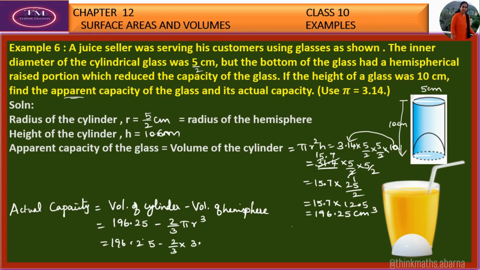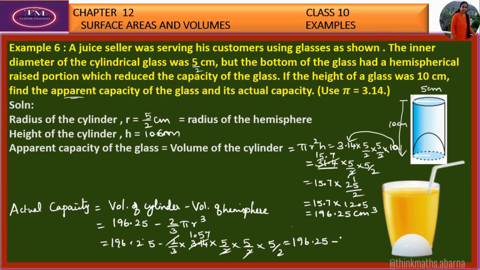Pi takes the value 3.14. What is R? R is 5 by 2. So 5 by 2 into 5 by 2 into 5 by 2. So 1 2 gets cancelled. Another 2 we can cancel with 3.14. So it is 1 2s are 2, 5 2s are 10, balance will be 1. So 7 2s are 14. Again we have 1.57 into 5 into 5 into 5 divided by 3 into 2. Okay.